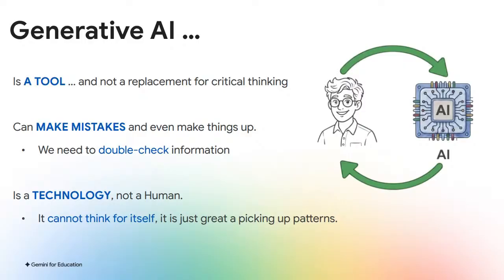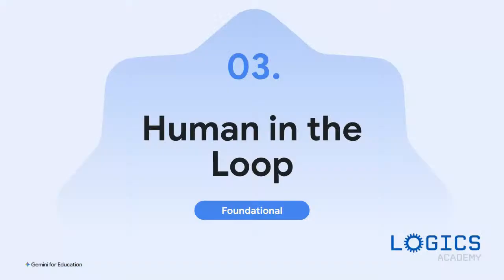And again, to reemphasize, and this will be the theme throughout the whole series, generative AI is a tool. It is not a replacement for critical thinking at all. We need to keep the human in the middle and the professionalism of it as well. Can it make mistakes? Of course it can make mistakes. We do need to double check information, and we always need to fact check to make sure that it is true and the sources are reputable. And of course, AI is only a technology. It's not a human. It cannot think for itself. Again, it's just a good pattern picker-upper, and that's an official term. So we need to keep the human in the loop.